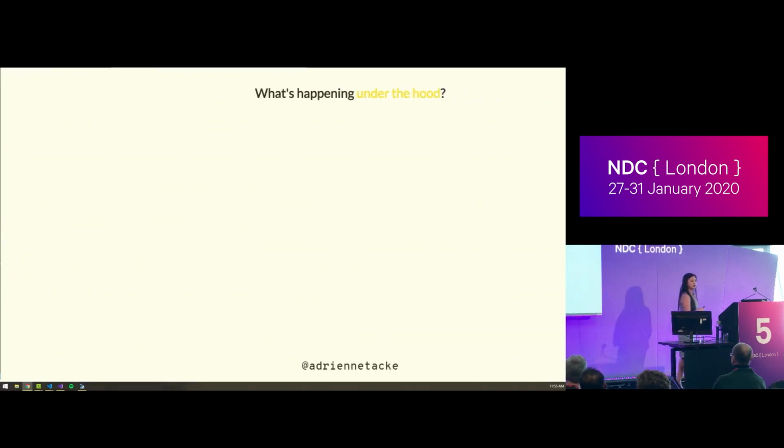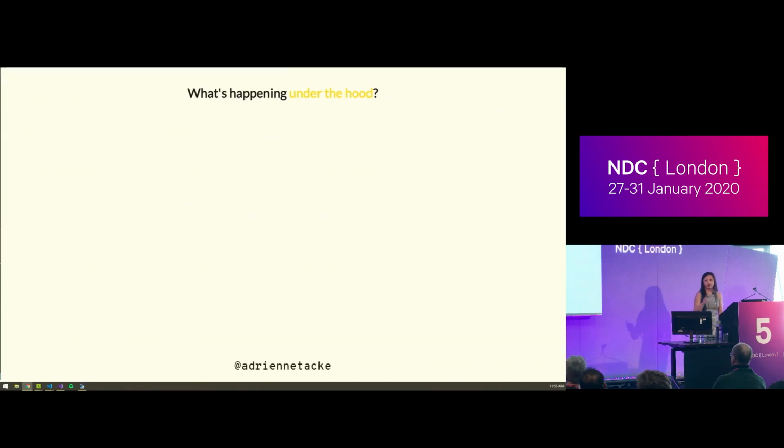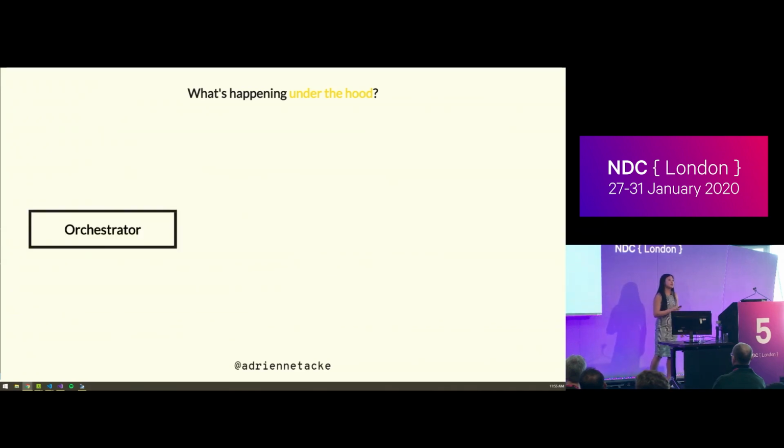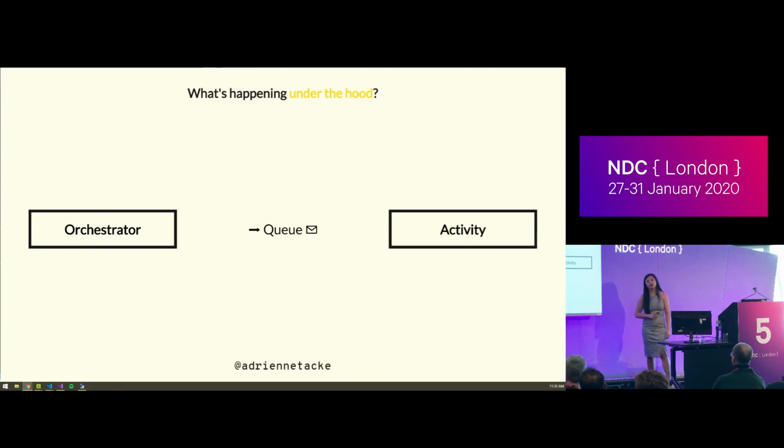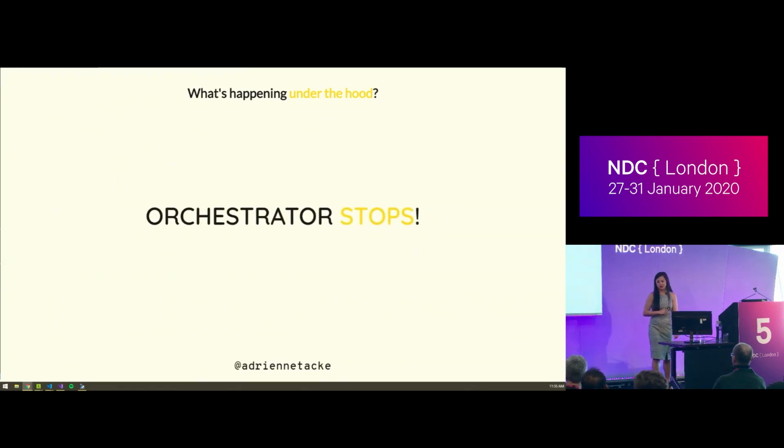Well, once we hit that very first call to the very first activity function, that first await call async activity, what happens is that the orchestrator schedules a queue message and sends it to the activity. It does so in its own internal queue. And when it does this, it's funny, but the orchestrator stops.